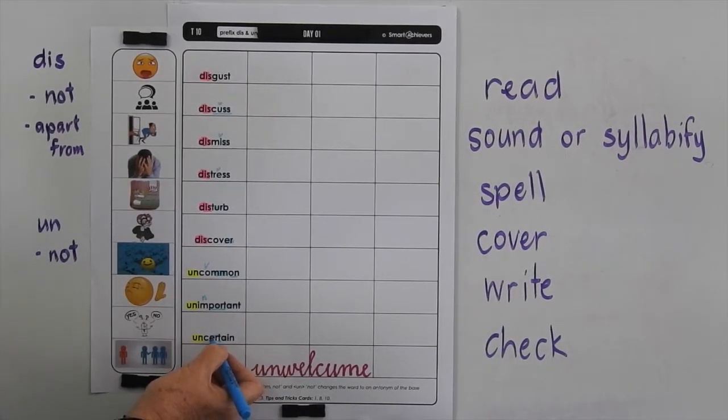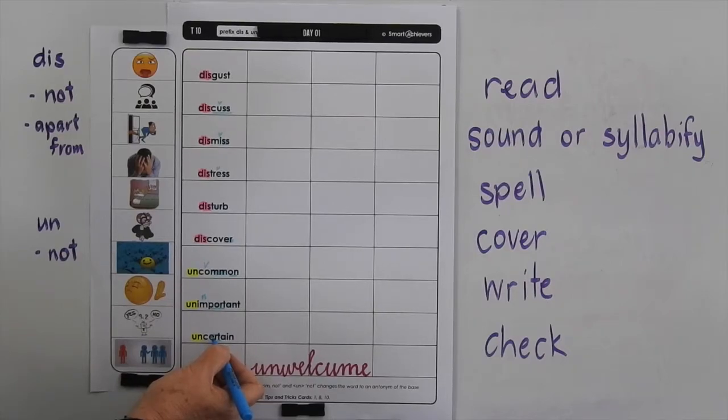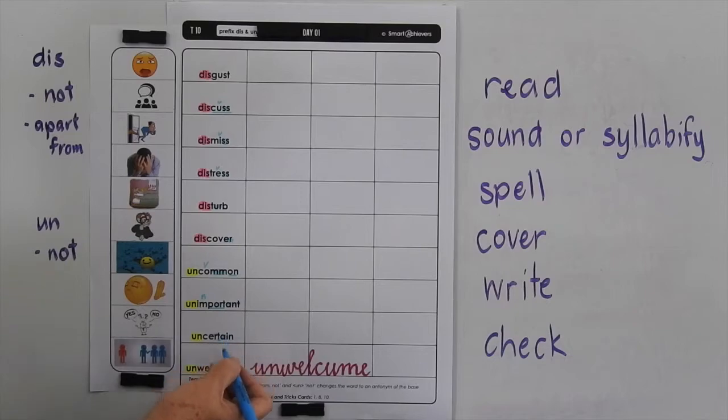Uncertain, you've just got the R controlled vowel ER in the middle there, so we only have one consonant after a long vowel sound, and all R controlled vowels make a long vowel sound. The AI at the end is making a long A sound.